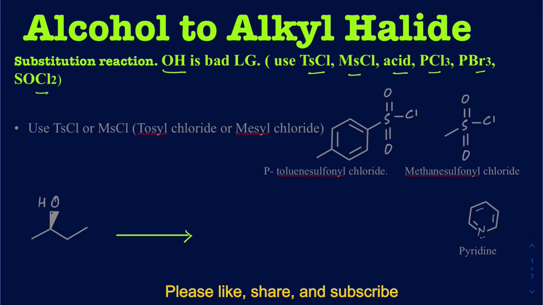So tosyl chloride is actually para-toluene sulfonyl chloride, and this is the structure I have drawn on the right side. You don't necessarily have to know the structure. A lot of times, they're going to be writing the tosyl chloride as TsCl, and the mesyl chloride, which is actually methane sulfonyl chloride, as MsCl. And then in addition to that, you would need a non-nucleophilic base, which is going to be the pyridine in this particular case.